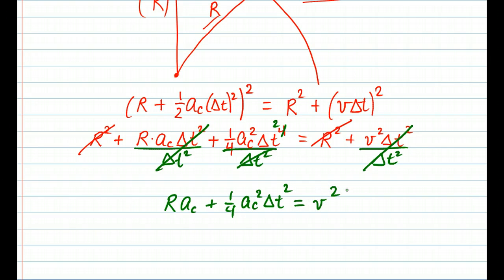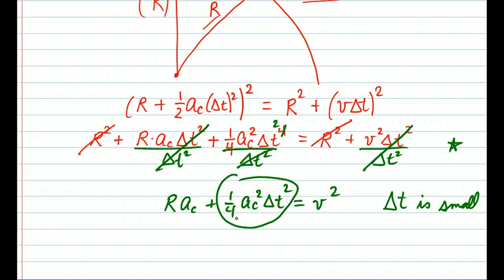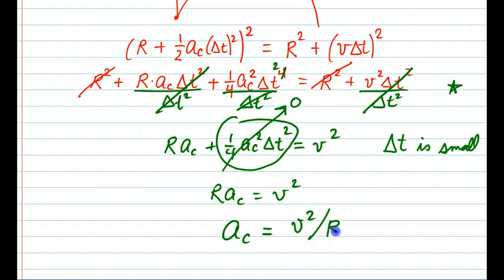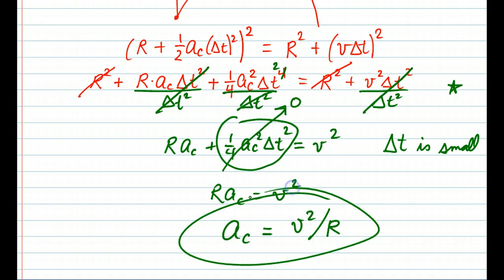Now this is the part that you might dislike a little bit, but I'm just going to ask you to believe me here. We're going to say that delta t is small. Not that it wasn't small in this step, but we divided by the same thing. Delta t is really small. So small, as a matter of fact, that this entire term, because of the delta t squared, goes to 0. And because of that, we're able to write r a_c is equal to v squared. So that means that centripetal acceleration has magnitude of v squared over r. And there it is.